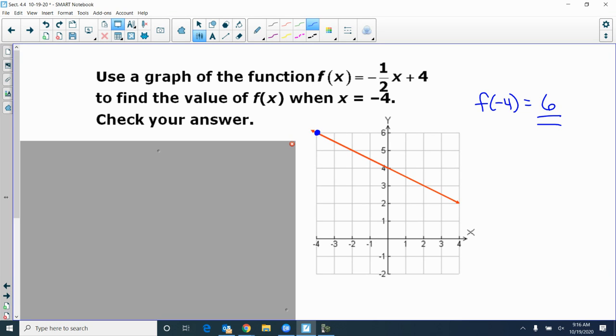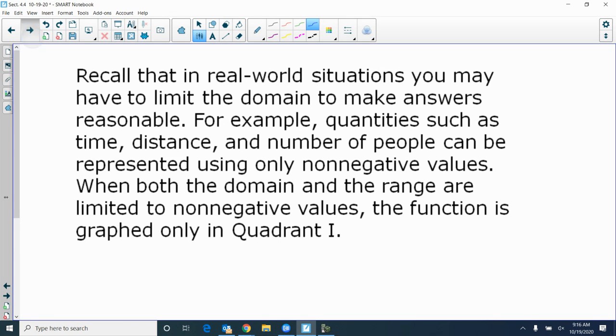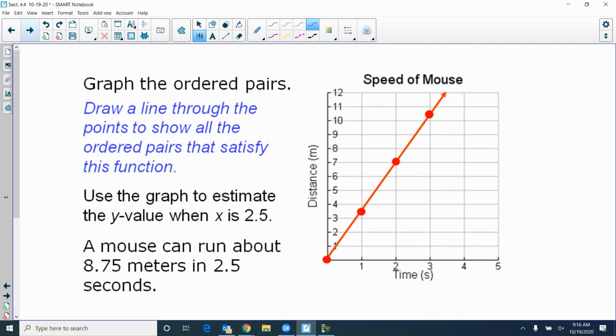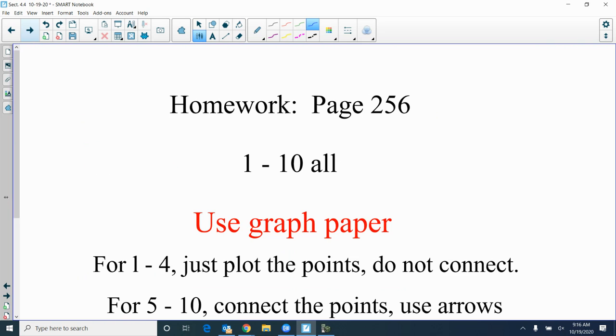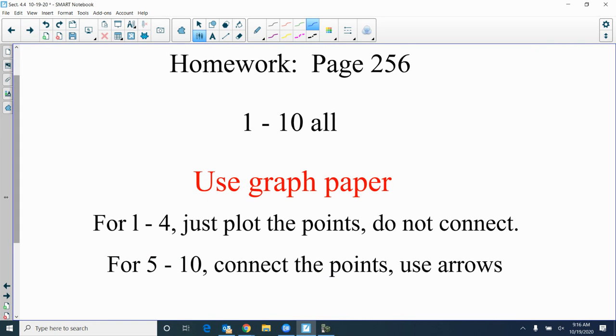Okay, so the answer is 6. All right, now I know we're running out of time, so we're going to save that next one for tomorrow. Okay. If you copy that down, if you need graph paper, I will give you a piece of graph paper.